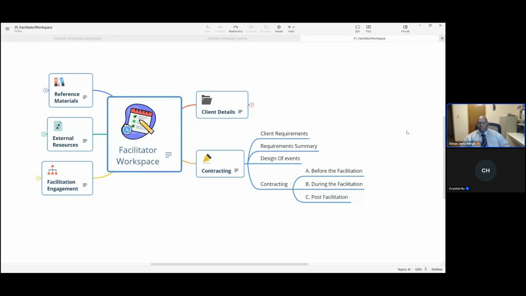And that's what I call the contracting. So everybody's clear about what's going to happen. You have dates related to what's important, and you can work through that. That's the contracting phase.